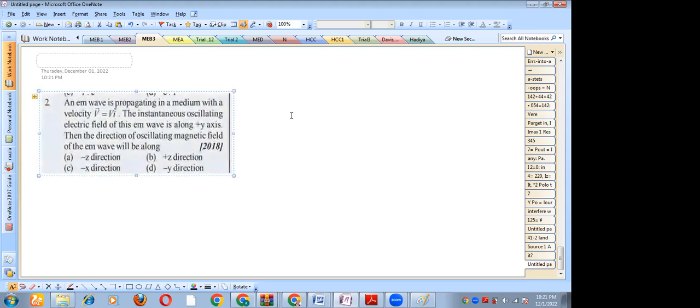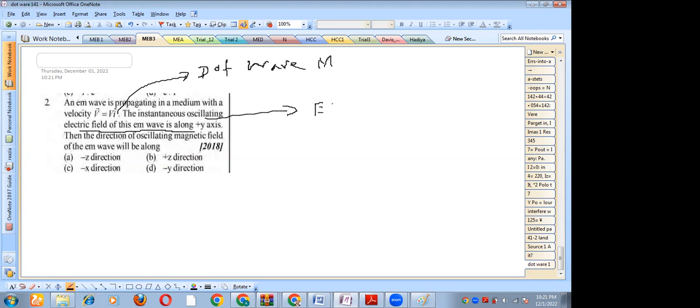So the question says an EM wave is propagating in a medium with a velocity v = v i. So here, what is the direction of wave? Basically i is the direction of wave motion, right? The instantaneous oscillating electric field of this EM wave is along the y-axis. So the electric field is along the y-axis, correct? Then what is the direction of the oscillating magnetic field? So we have to find the direction of the magnetic field.